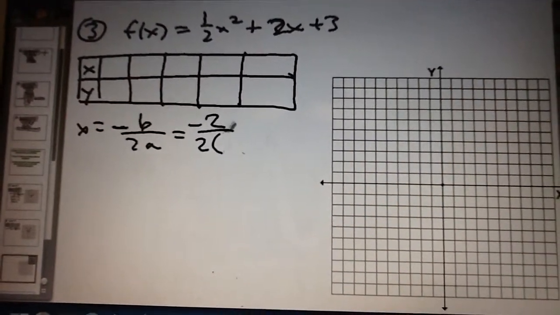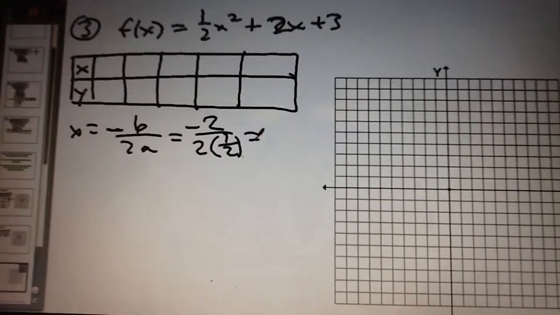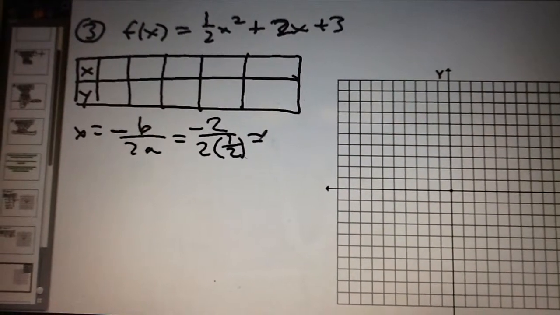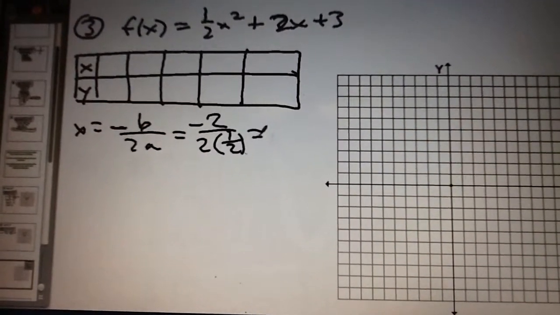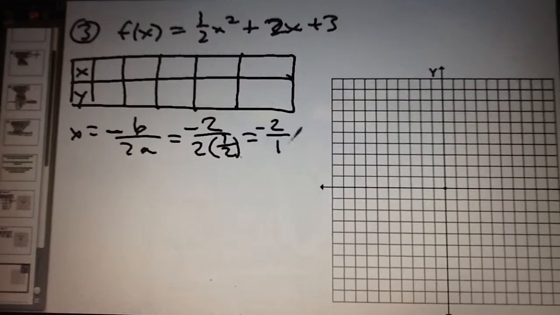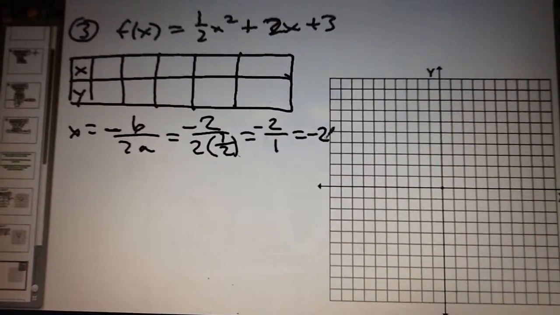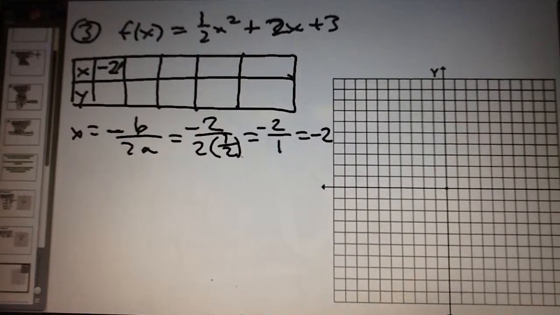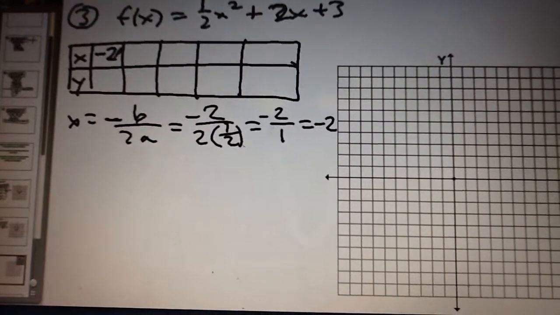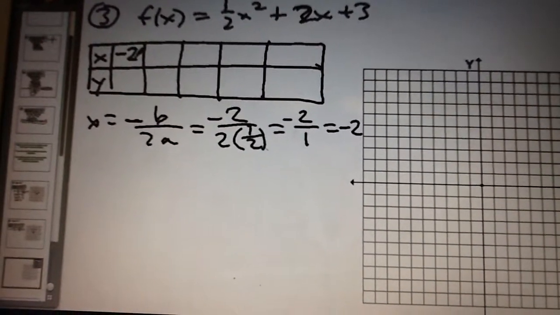Okay, so I am actually going to have to work this one out because that's not a 0 on top. So I would do 2 times 1/2 on the bottom. What's half of 2? 1. So I end up with negative 2 over 1, and that just equals negative 2. So there's the x value of my vertex. Plug it in. You got an x and you want to know why? Plug it in every time.